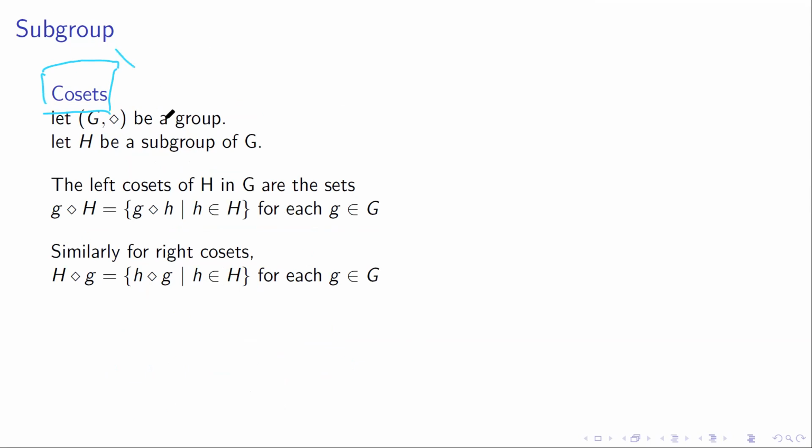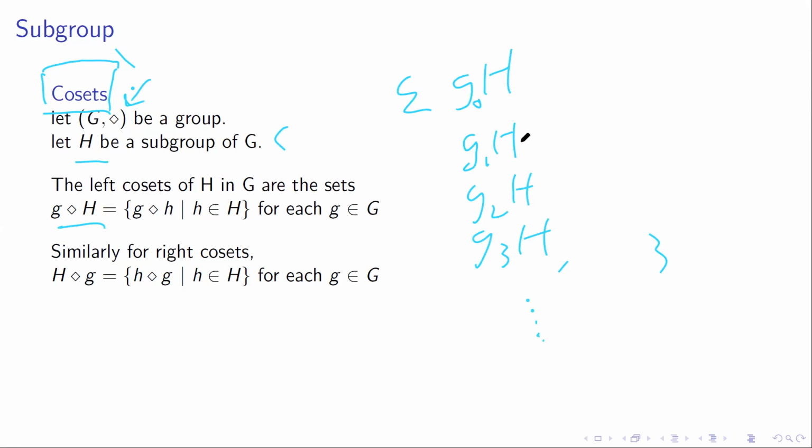So let's say I have a group G, and I have H as a subgroup. The left cosets of H are the sets of this form. If I take every element g from the set G, I can form the sets g0 times H, g1 times H, g2 times H, g3 times H, and so on. And what does g0 times H mean? This means that I take g0 and multiply it with every element in H, and then I get another set.